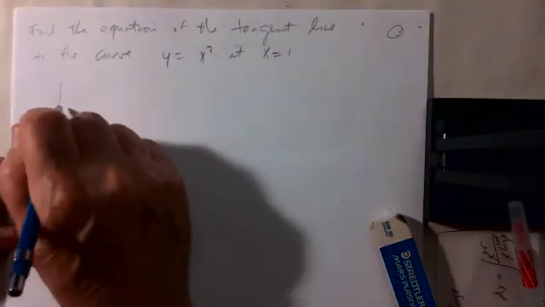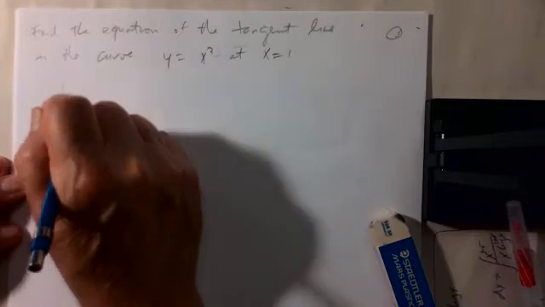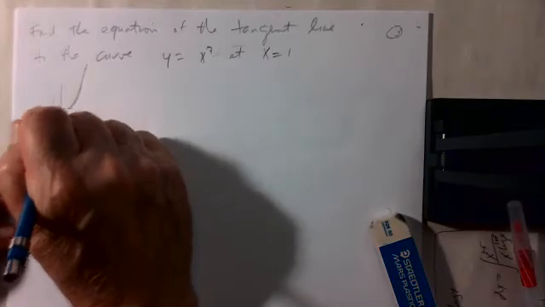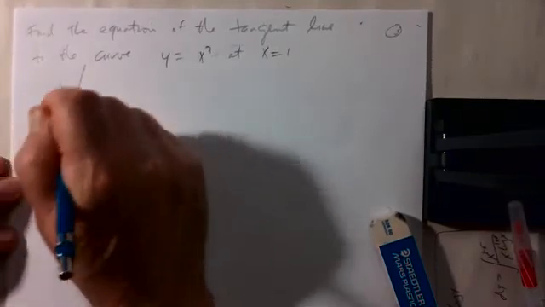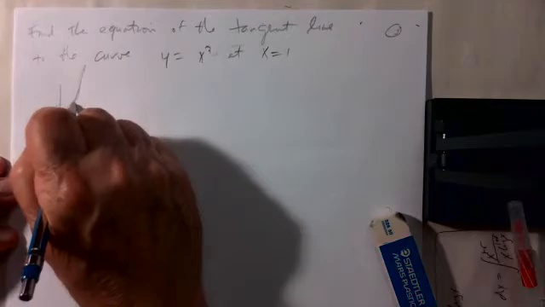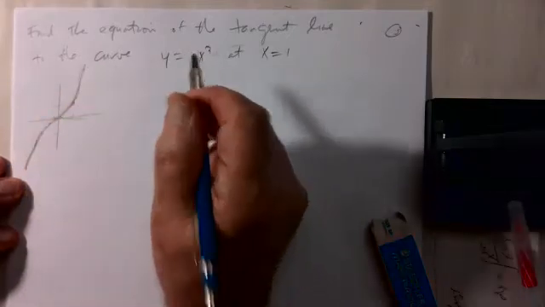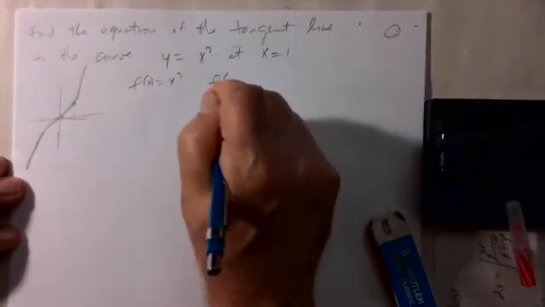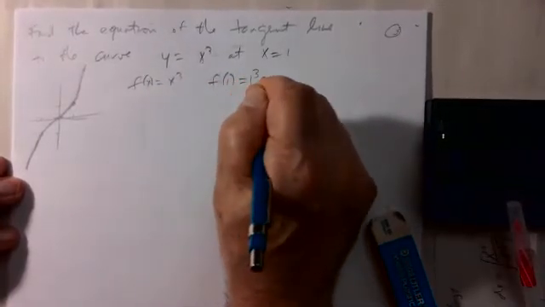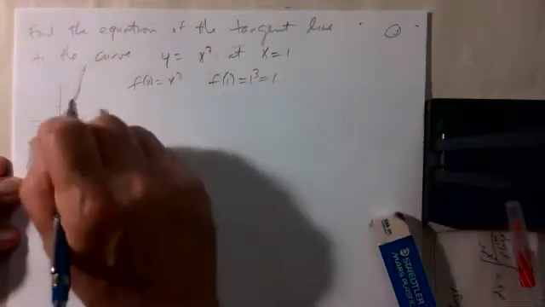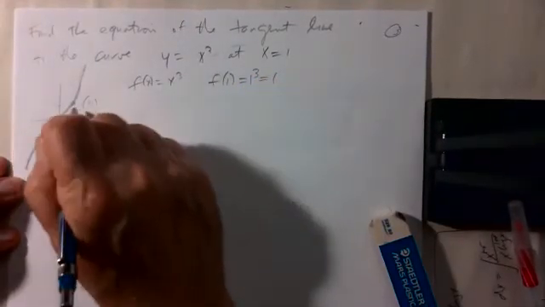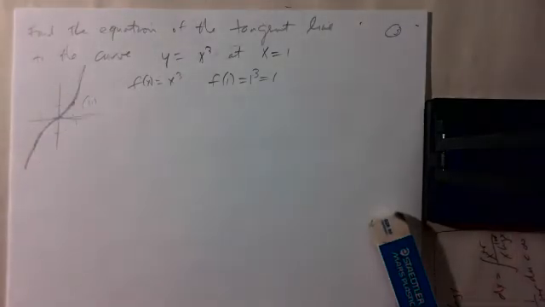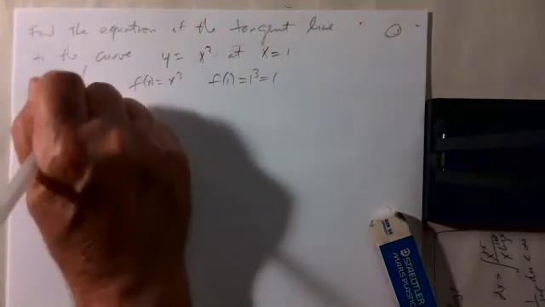So it's always good to know what's going on by drawing a picture. The graph of y equal x cubed looks like that. And so it's like we're looking at the function f of x equal x cubed. And x is equal to 1. y is equal to 1 when x equals 1. So the graph goes through the point 1, 1 in the plane. And we want to find the equation of the tangent line.